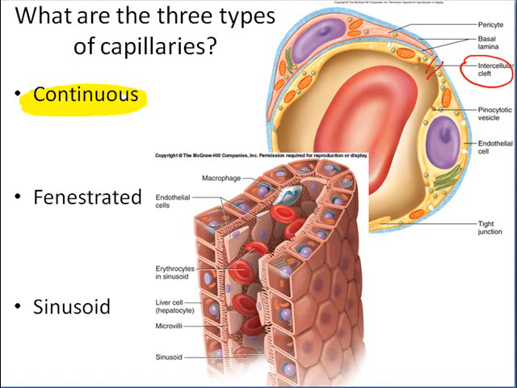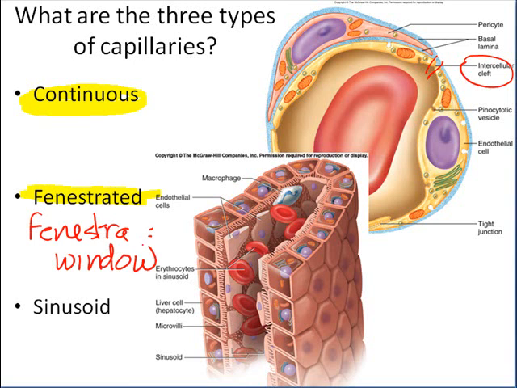A less common type of capillary is the fenestrated capillary. Fenestra means window. So fenestrated capillaries literally have little windows or little holes. Okay, so in an individual cell, you can have little pores or windows, little holes in that cell. This is not between cells, this is within an endothelial cell.